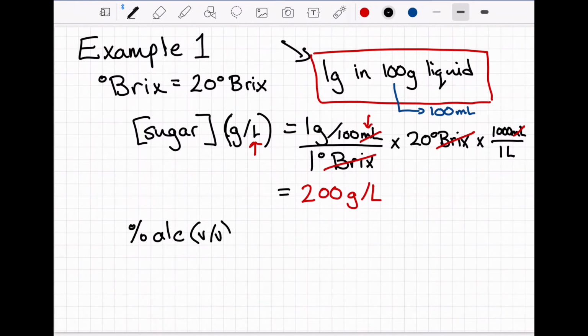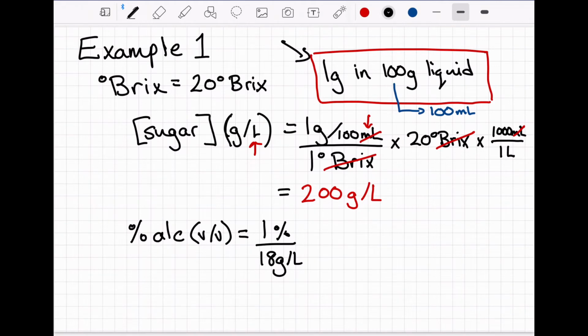And you may wonder what the V by V means. That's volume by volume. We're not going to get into that; I would check out our units video, where I explain what volume by volume means in terms of percent alcohol. In this case, we know that our conversion factor, which is an empirical conversion factor, is that 1% alcohol is what you get when you have 18 grams per liter of sugar.